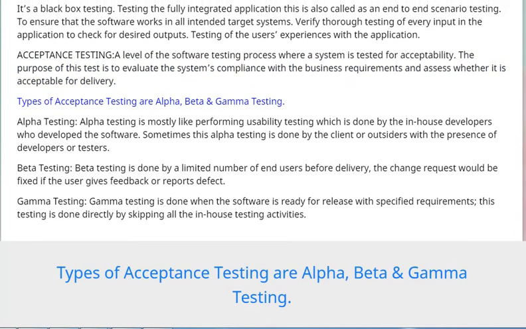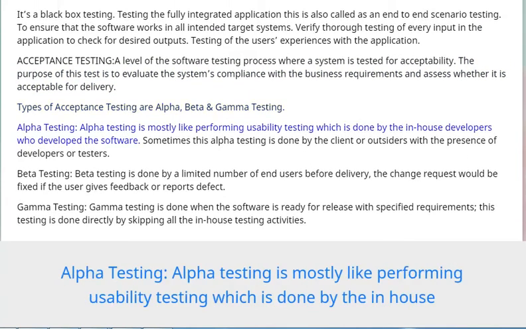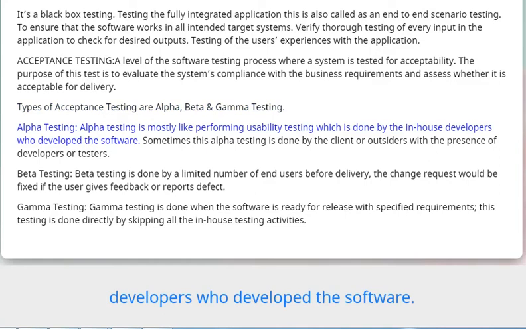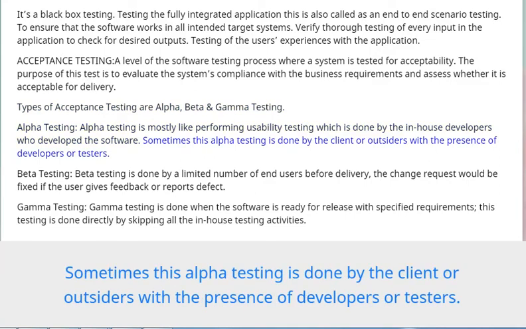Alpha testing. Alpha testing is mostly like performing usability testing, which is done by the in-house developers who develop the software. Sometimes this alpha testing is done by the client or outsiders in the presence of developers or testers.